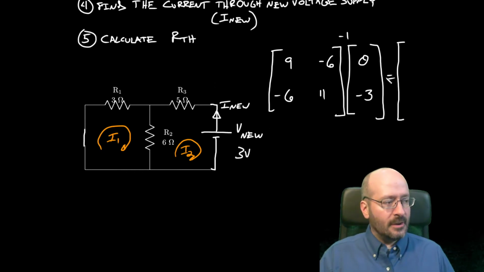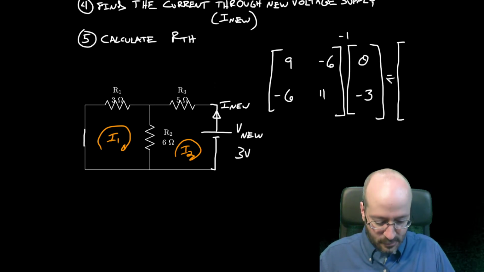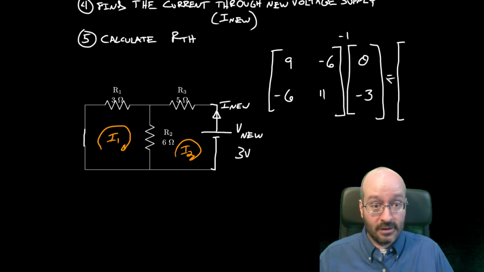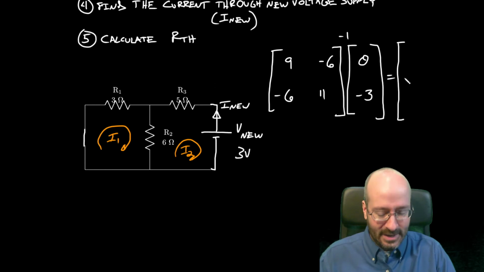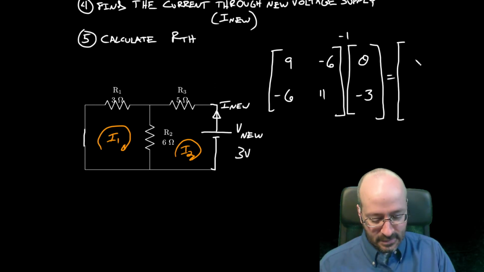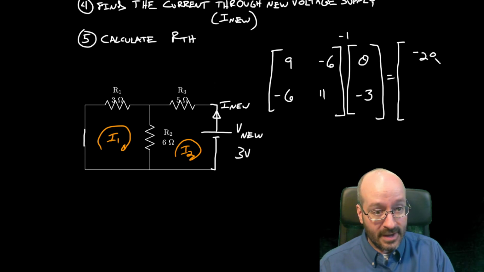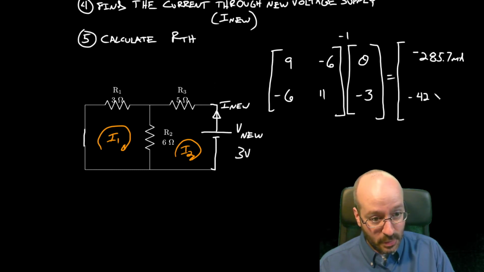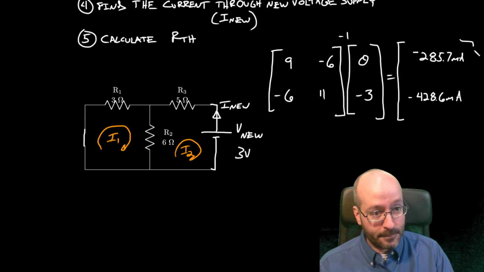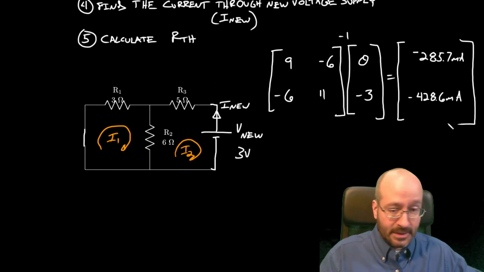I'm running out of real estate here, so forgive me if I don't write out the vector of unknowns. I got I1 followed by I2, 9, -6, 0, -6, 11, and -3. Every time I work this problem, I get a different set of numbers here. Oh, they're not round by any means, but they'll work. So let's see, we've got -285.7 milliamps for I1 and -428.6 milliamps for I2. Okay, quick and easy.